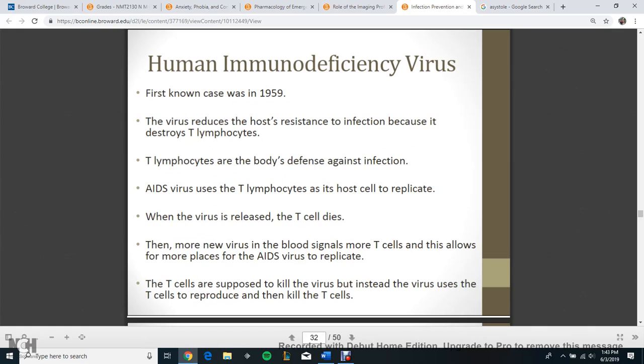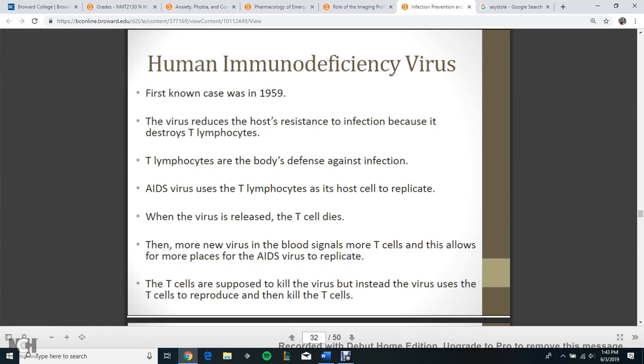Human immunodeficiency virus, also known as HIV. The first known case was in 1959. The virus reduces the host resistance to infection because it destroys T lymphocytes. T lymphocytes are the body's defense against infection. The AIDS virus uses the T lymphocytes as its host cell to replicate. When the virus is released, the T cell dies.